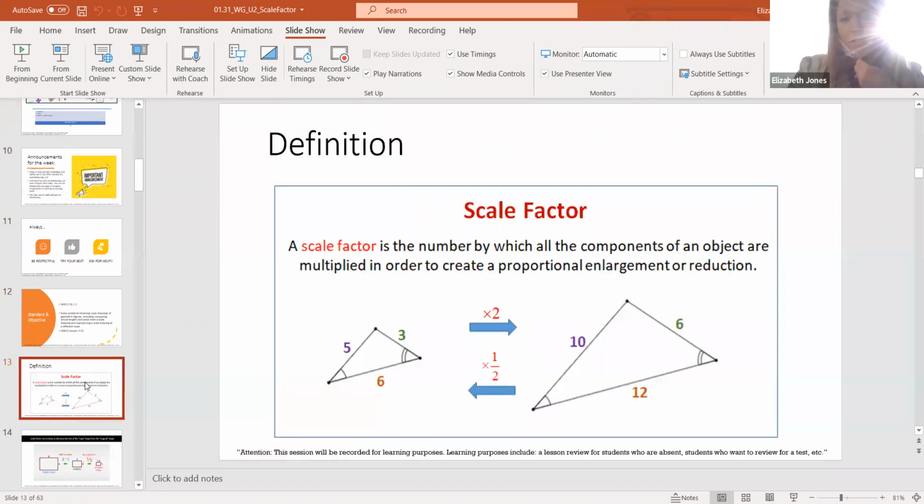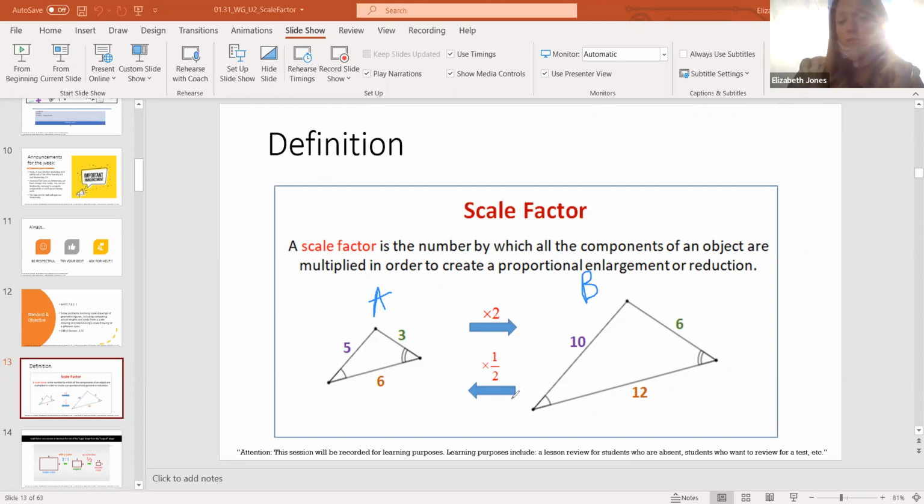So we're talking about scale factor. Scale factor is the number by which all components of an object are multiplied in order to create a proportional enlargement or reduction. So it can make an image larger or it can make it smaller. In our example here, if you were going from this figure A to this figure B, it would be called an enlargement. But if they were flipped and you were going from B to A, it would be a reduction because it would be a smaller image.